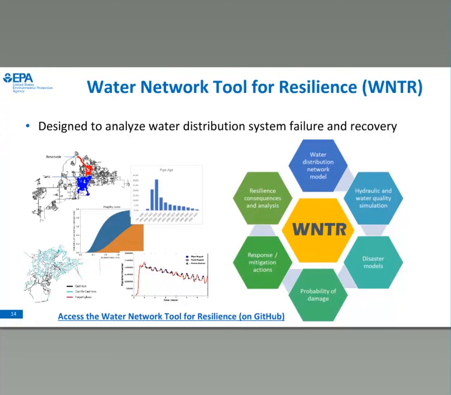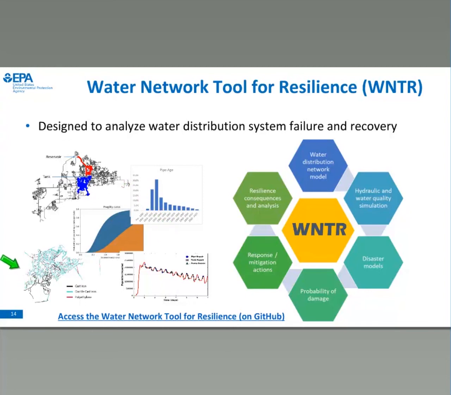So it includes the water distribution system network model that I've previously described to you, as well as the hydraulic and water quality simulations. For the simulations, we can look at where water may be flowing from one location to another. We also want to look at disaster models, and this might be taking into account where an earthquake might occur or where there might be potential for landslides. In addition to that, you want to look at probability of damage. For these two together, you can look at different pipe ages. Maybe there are different distributions of pipes that have been installed, and some are more prone to pipe breaks than others based on age. You can use that information as an input to WNTR.